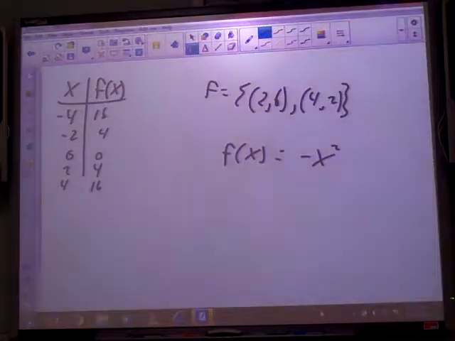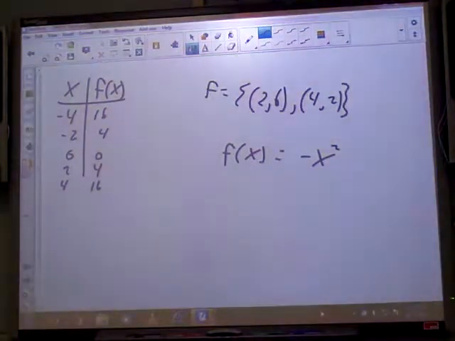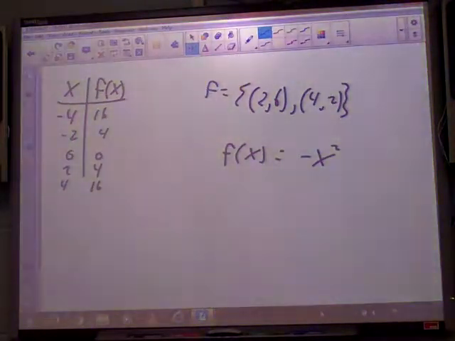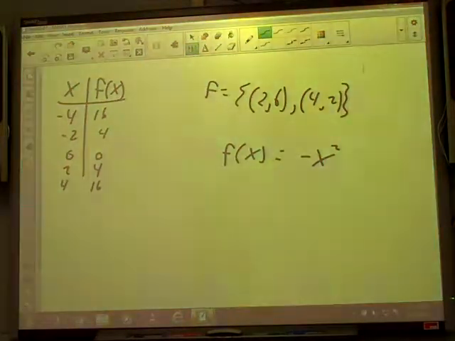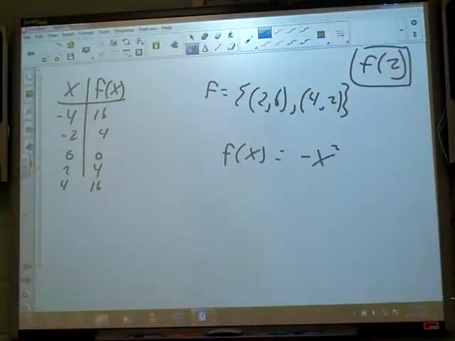Alright, we are going to evaluate all three of those problems. That's three different problems there. The table's number 1, the set of ordered pairs number 2, and the equation number 3. We're going to evaluate all three of those for f of 2. Better pay attention. F of 2.